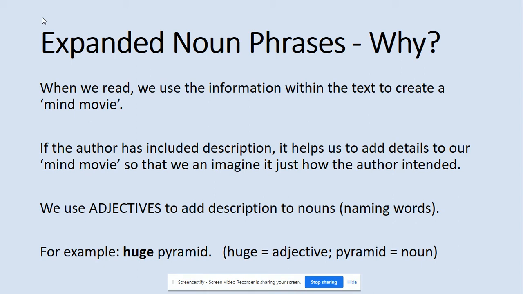Well, when we read, we use the information within the text to create our own mind movie. Now, if the author's included description, it helps us to add the details to our mind movie so we can imagine what's going on, just as the author intended it to be. We use adjectives to add description to nouns, that's naming words. So, for example, huge pyramid. Huge is the adjective, pyramid is the name of the thing, it's the object, it's a noun.